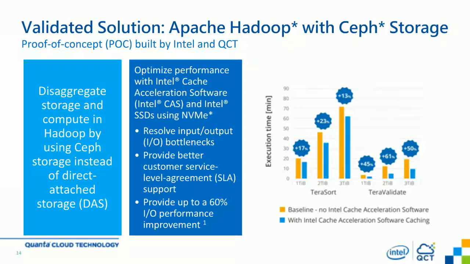As you can see, we got almost a 60% improvement on TeraSort and TeraValidate. So a huge performance improvement with using the Intel CAS. And this actually helped the customer meet the SLAs.